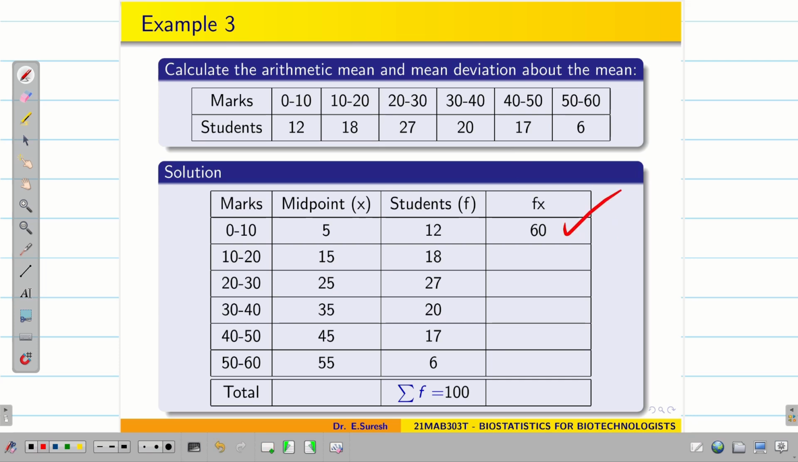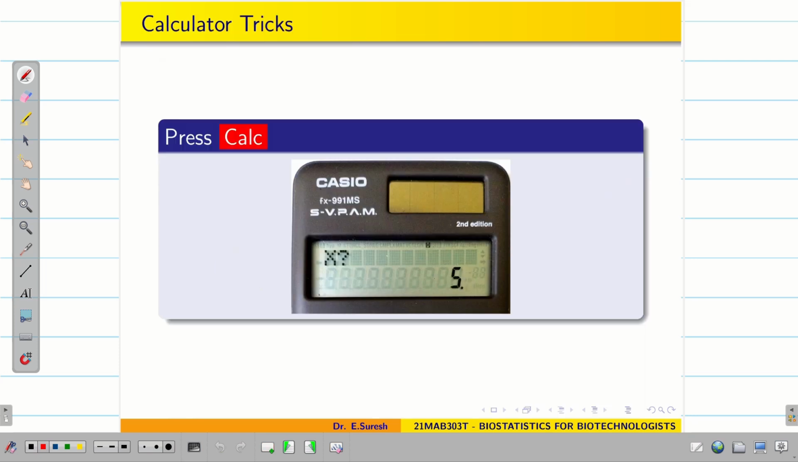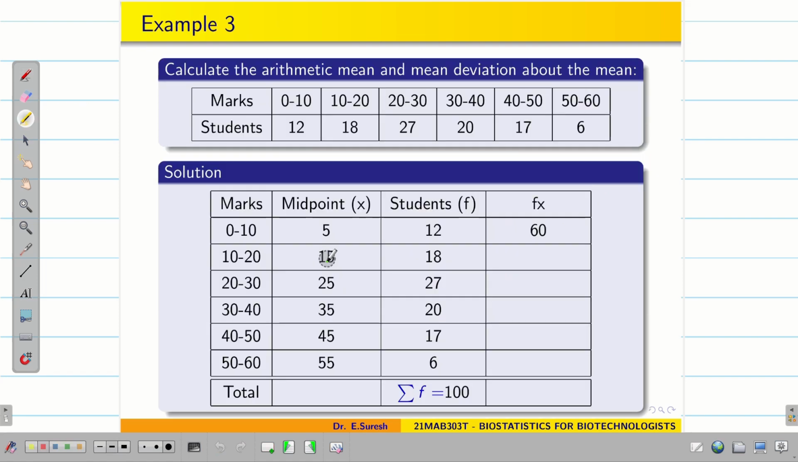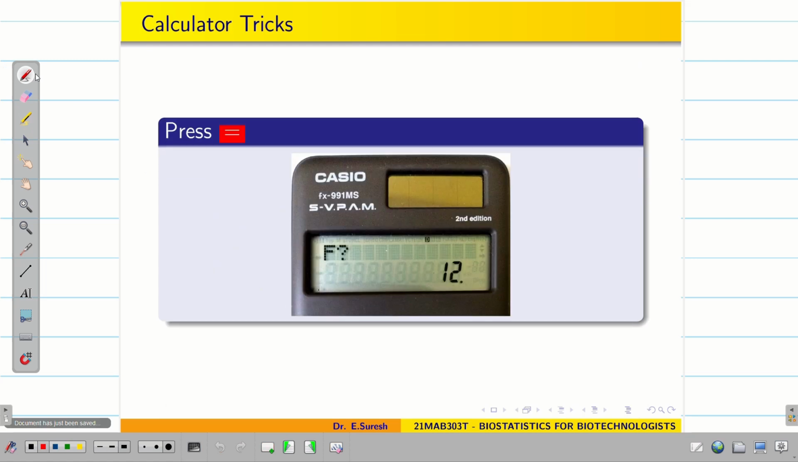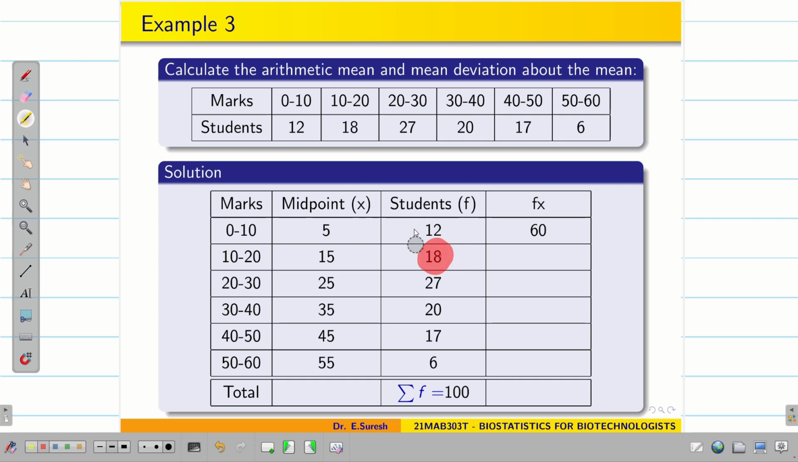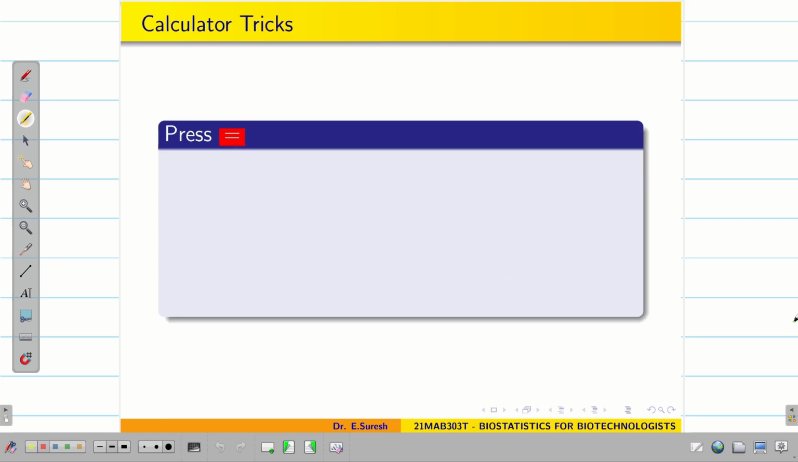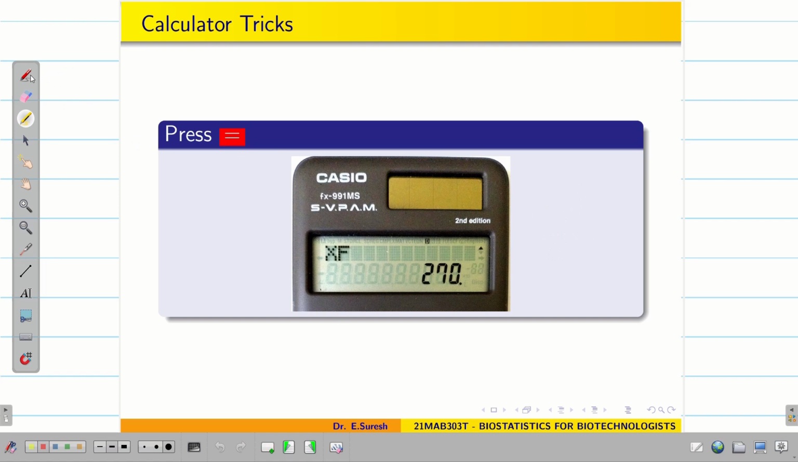In the similar way, press the calc button again. It will ask for the x value. This is the older value. Now go to the table. The new x value is 15. Then enter 15. It will ask for the f value. This is the older one. Now the new f value is 18. Press 18 and press equal to. We can see the new fx value is 270.